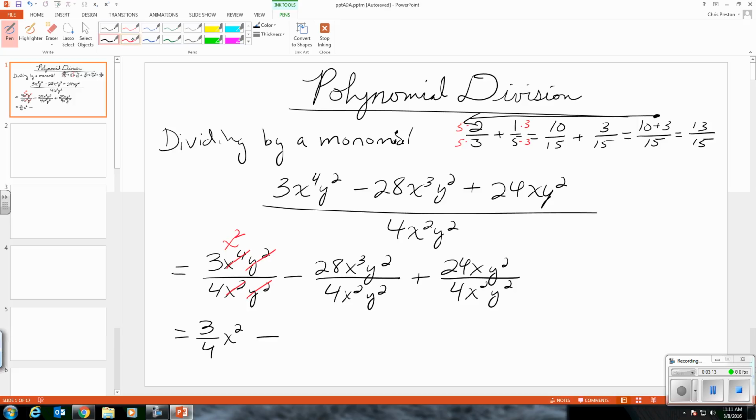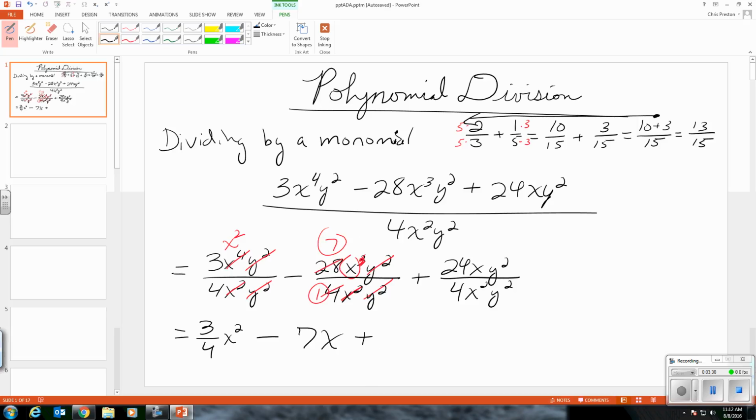Then I come to the second one. The y squared and y squared cancel out. Two of these x's cancel out, leaving me an x. And then 4 goes into 4 once, and 4 goes into 28 7 times. So I have 7x over 1, which is really just 7x.